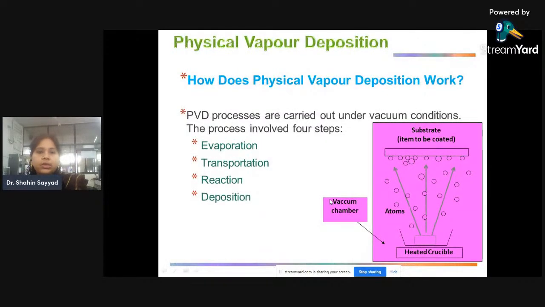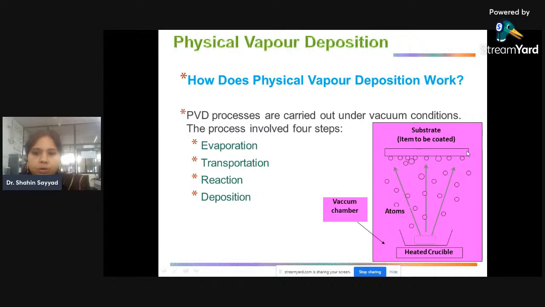Another method is the physical vapor deposition method. It is again a mechanical method. So the name suggests that physical, we have to apply some physical pressure or physical phenomena, then that will convert the material into the form of a vapor. And then this vapor is deposited on a particular substrate.